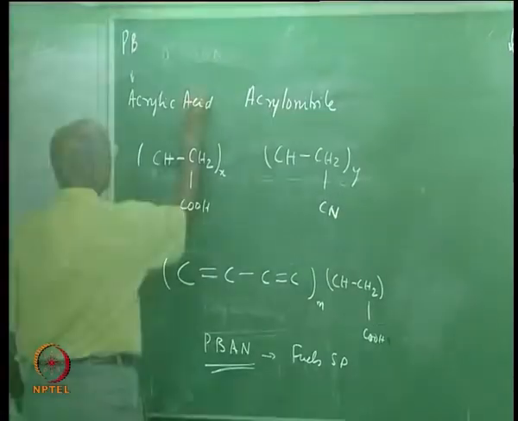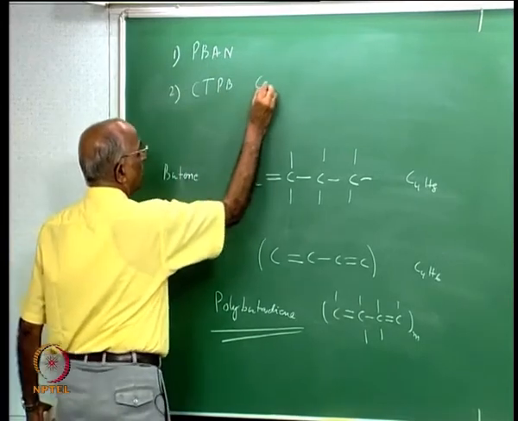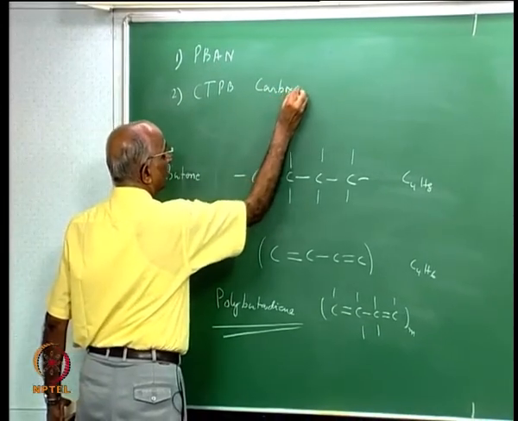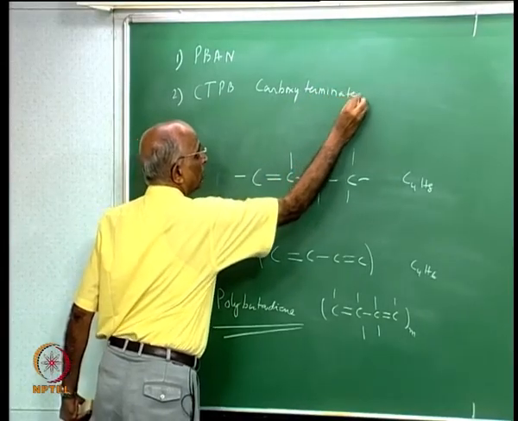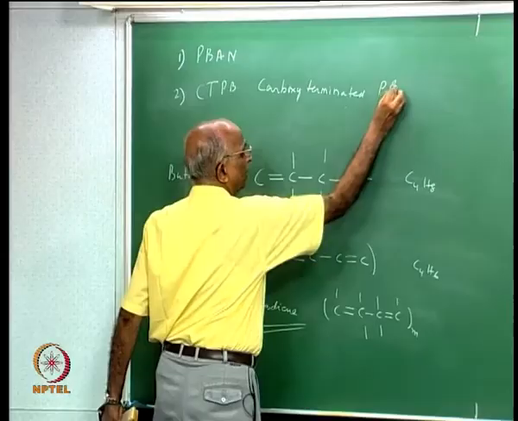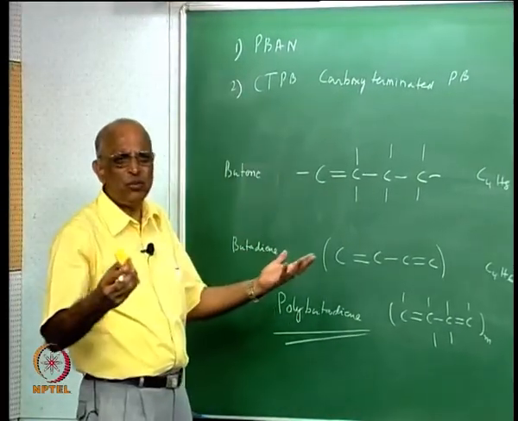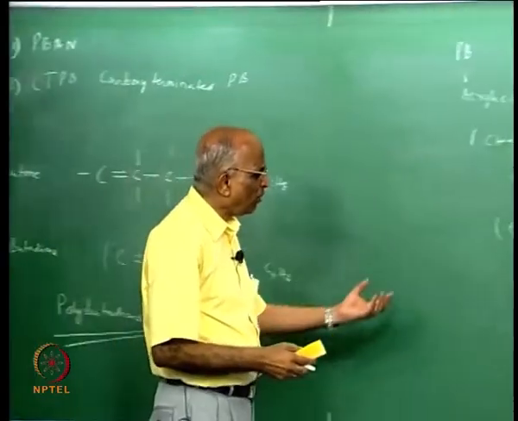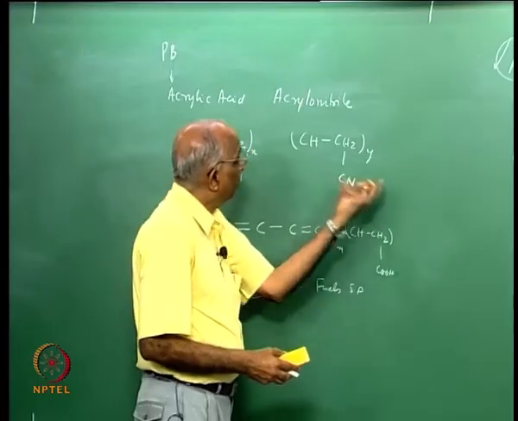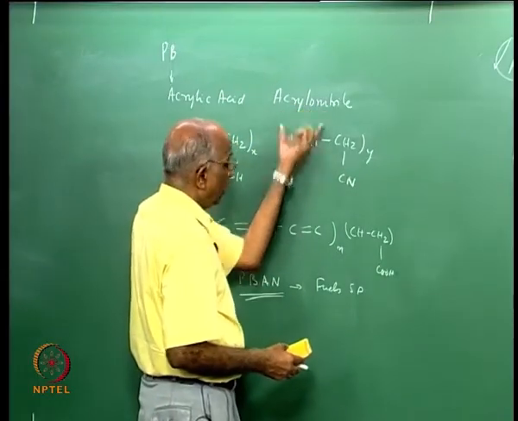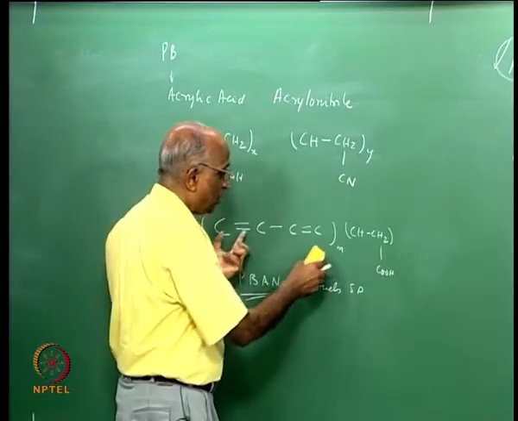CTPB. That means carboxy terminated polybutadiene. That is the second fuel. There are not many, just some 2-3 of them. All we have done is remove the acrylonitrile part of it, keep the carboxylic acid here, and we stop the chain here.